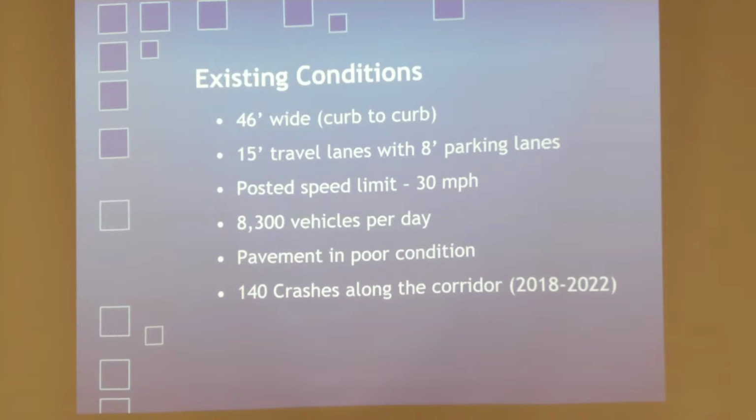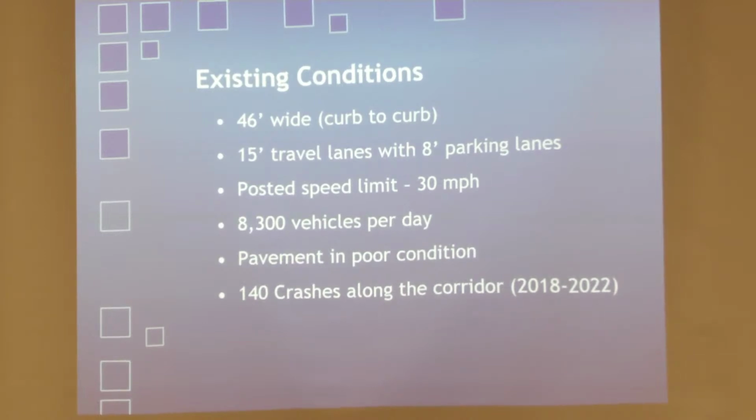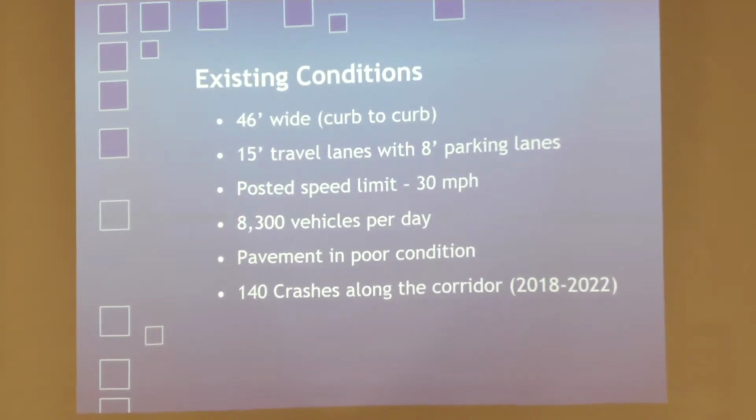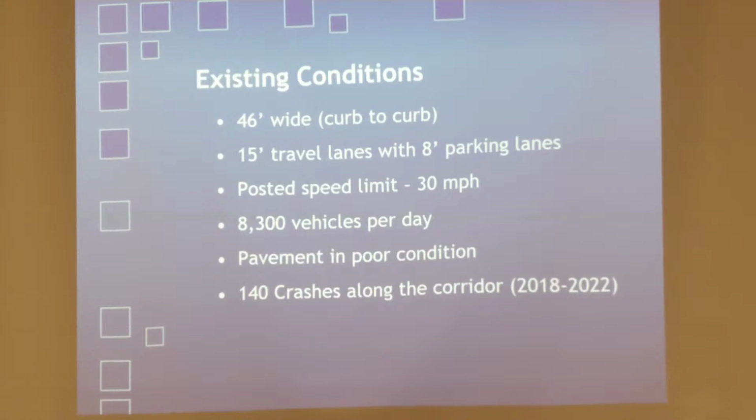Right now we have wide travel lanes, about 15 feet in width, with 8-foot parking lanes on both sides. So you'll hear in a minute how we want to reallocate that and improve upon that cross-section. Posted speed limit in the corridor is about 30 miles an hour, and about 8,300 vehicles per day use Park Road. So a good amount of traffic, which is understandable given that it's an arterial street.